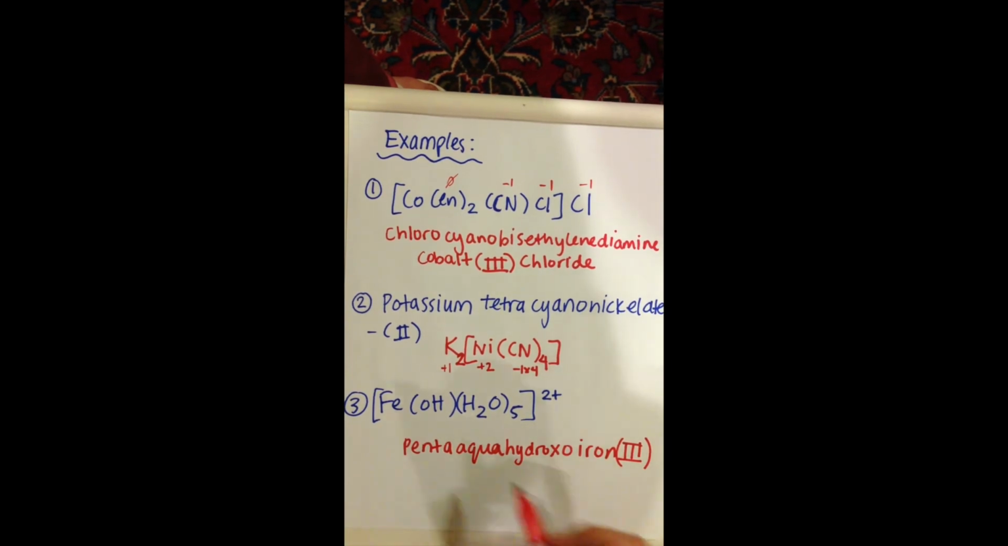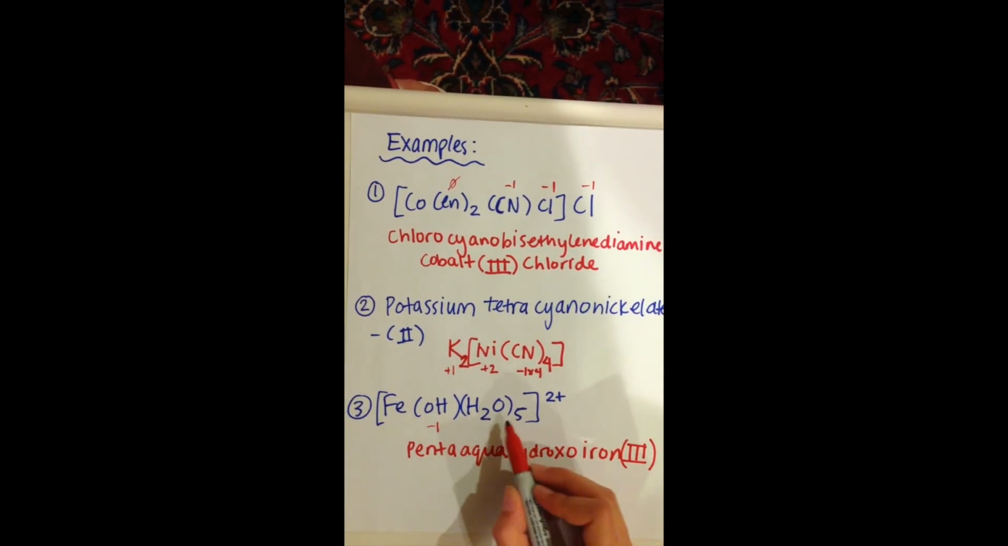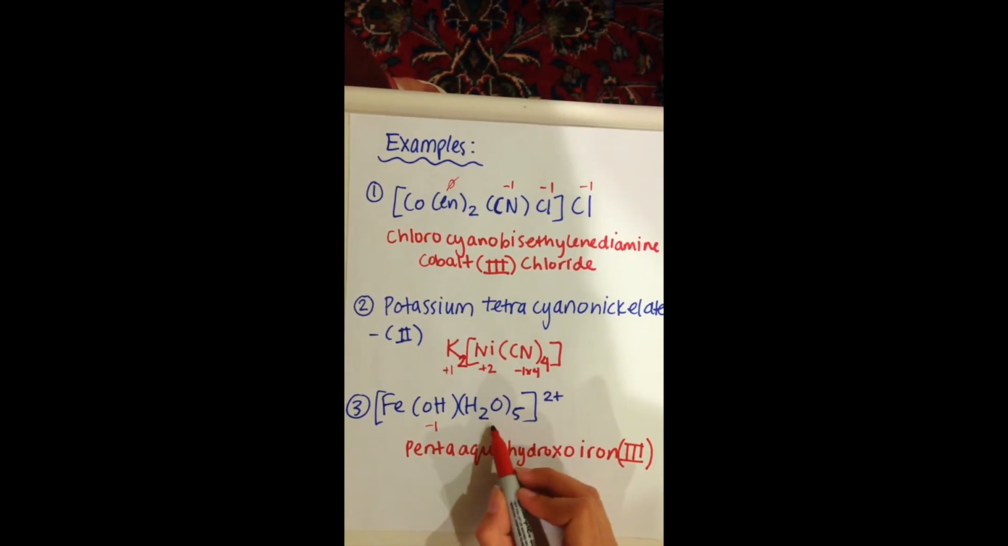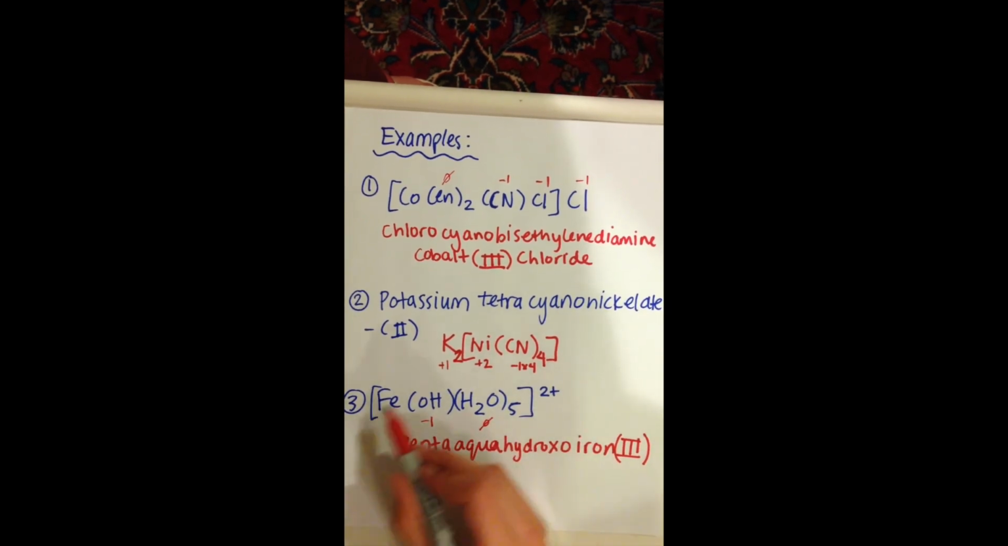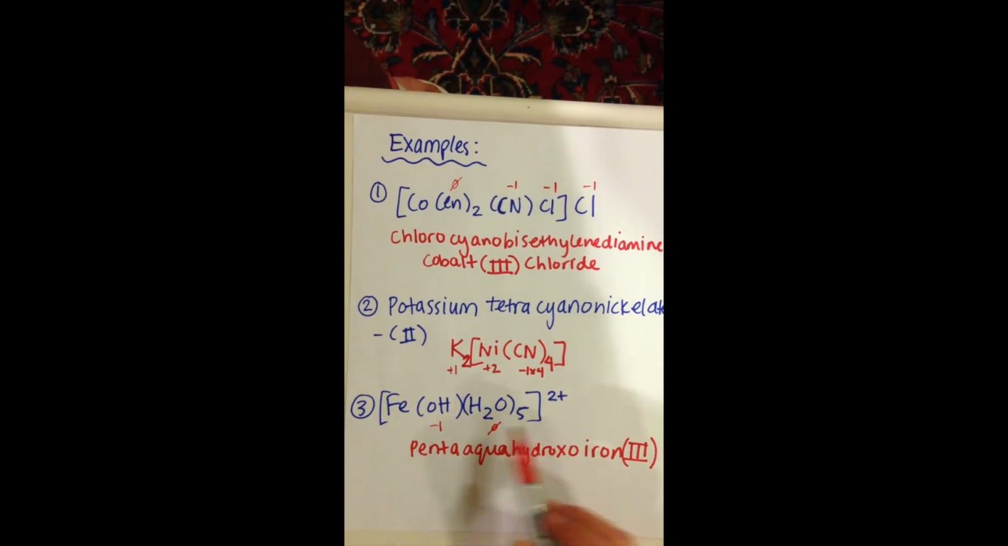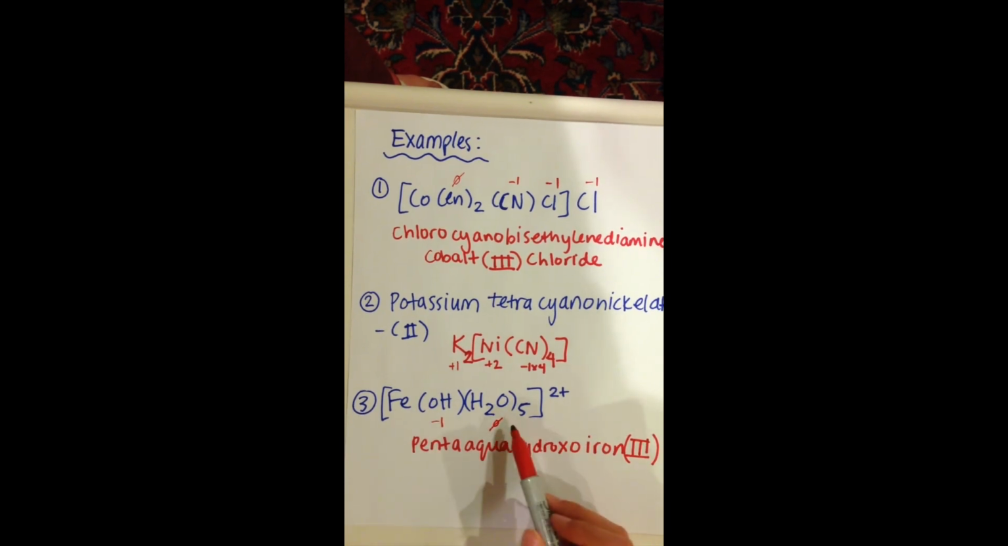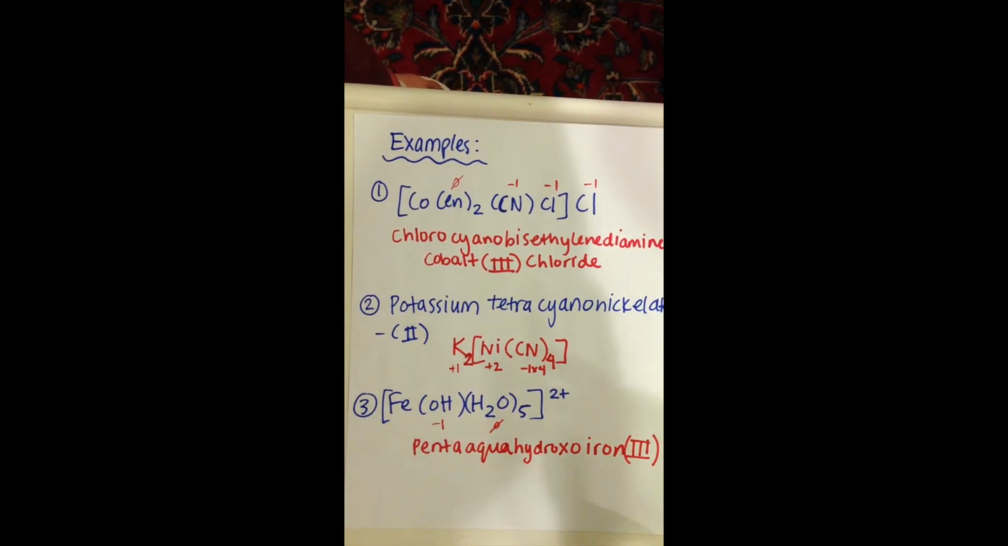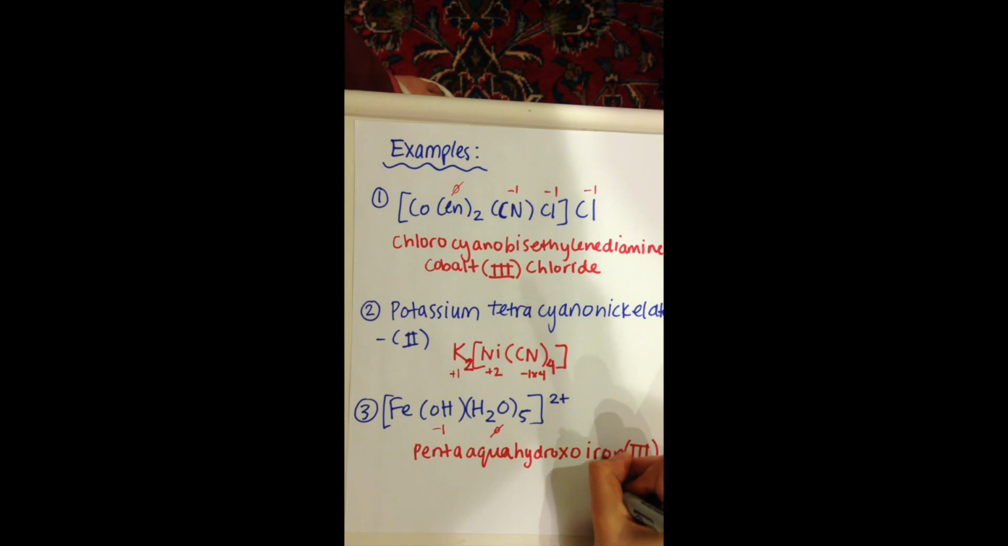And we know this because the hydroxo has a -1 charge, the waters, or aquas, have a neutral charge, and our coordination sphere should have a +2 charge. In order to get this to happen, we would need iron with a +3 charge. And lastly, we write ion.